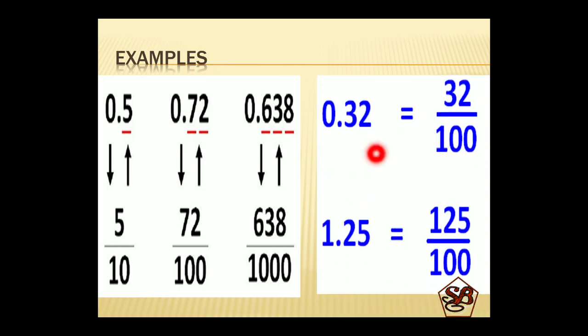Here are more examples. 0.32. This will be equal to 32 by 100. 32 will become our numerator, and 2 digits after the decimal point, so the denominator will be 100. Now next one, 1.25. The numerator will be 125. We write this entire number as the numerator without the decimal point. Now we look at the digits after the decimal point. There are only 2 digits, so we will write 100 as the denominator.